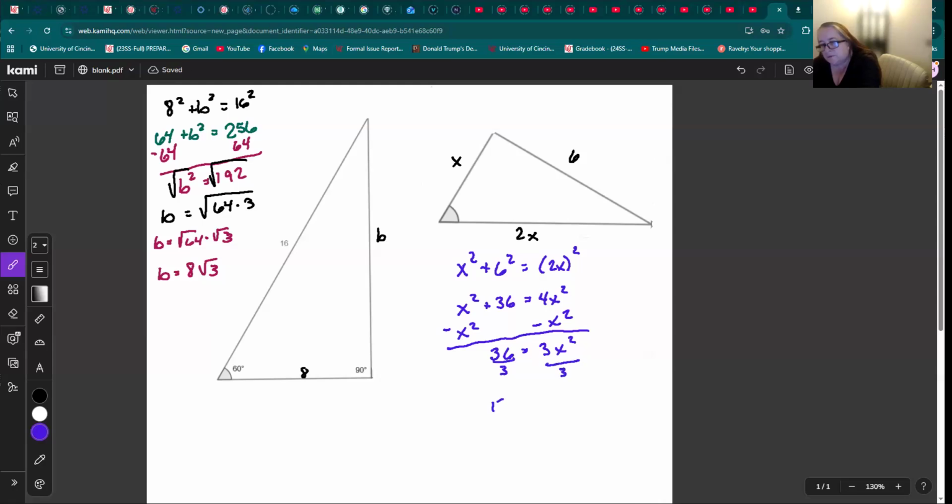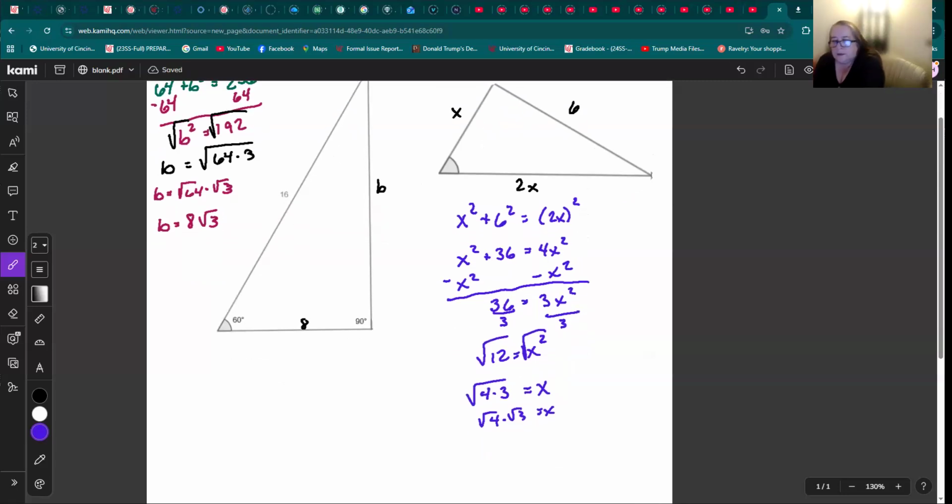So I have 12 equals x squared. And now I have to square root both sides. And that will give me x. And square root of 12, I need perfect square. The biggest perfect square that goes into 12 is 4 times 3. So this becomes the square root of 4 times the square root of 3 equals x. And then x equals 2 square root of 3.